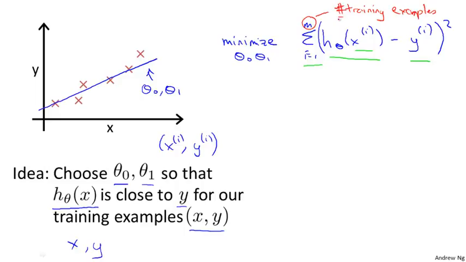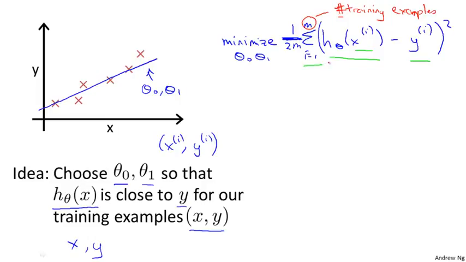And to make some of our later math a little bit easier, I'm going to actually look at 1 over m times that. So we're going to try to minimize my average error, which is going to minimize 1 over 2m. Putting the constant 1/2 in front just makes some of the math a little bit easier. So minimizing 1/2 of something should give you the same values for the parameters theta 0 and theta 1 as minimizing that function.